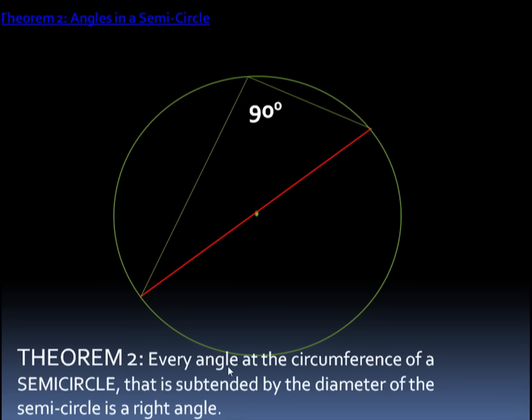Circle theorem 2: every angle at the circumference of a circle that is subtended by the diameter of a semicircle is a right angle. A right angle we call 90 degrees. The reason is because the angle at the center down below here is 180, and the angle at the center must be twice the angle at the circumference. But we look at this rule in its own right as circle theorem 2: the angle in a semicircle is 90 degrees.